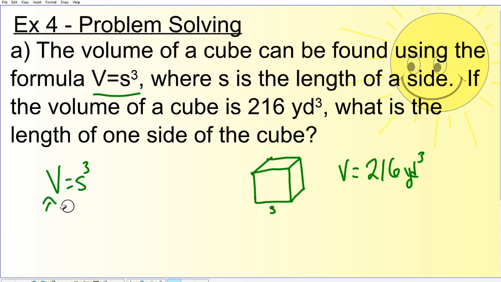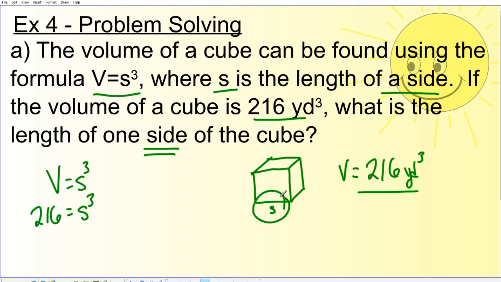Well, usually if they give you a formula, you're going to use it. And the first thing you do with the formula, after you copy it down, is plug in what you know. And we know in this problem the volume is 216. It says so right there. And it wants us to find what is the length of one side. That was the S. S is the length of a side. That's the thing we're trying to find. So now that we've plugged everything in, this problem is very doable, very reasonable.